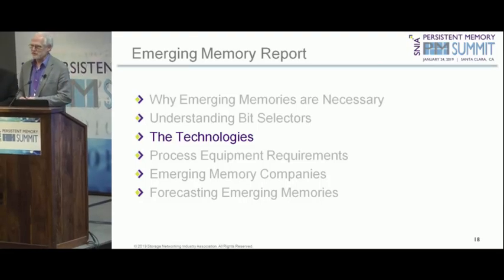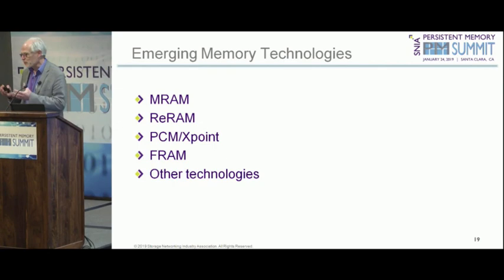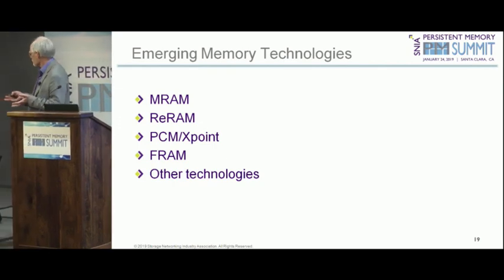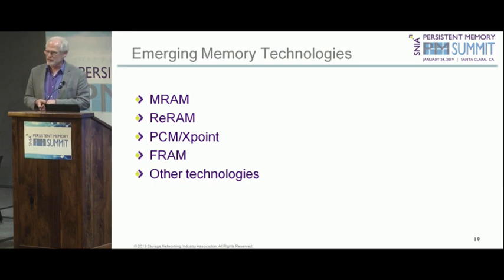So let's talk a bit about some of these emerging memory technologies here, and we've heard a bit about it already in the session just before us. So MRAM, resistive RAM, phase change memories, of which cross-point memory is an example, ferroelectric memories, and then a whole bunch of other stuff. And Bill's out there, so he's one of them.